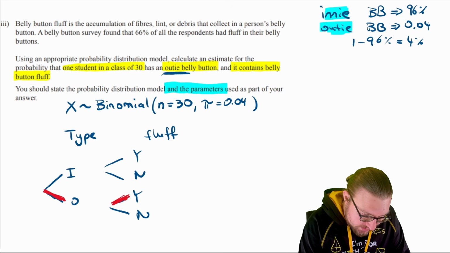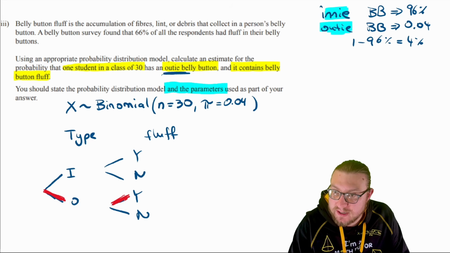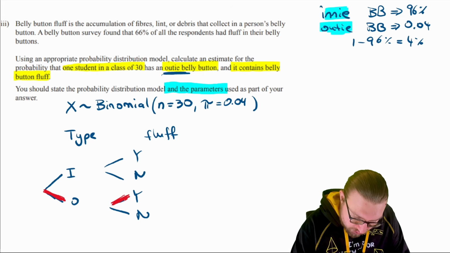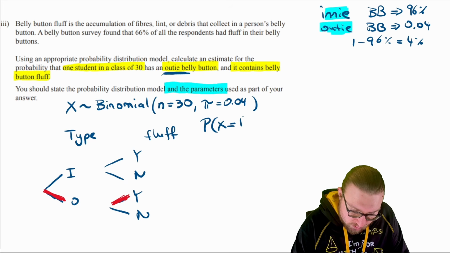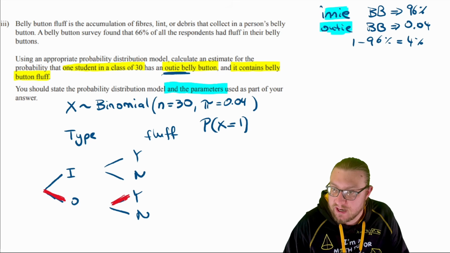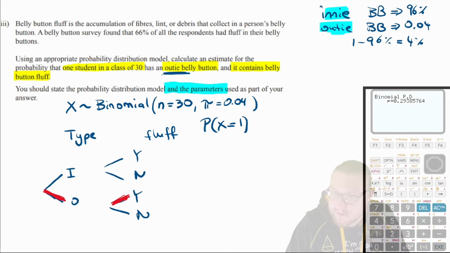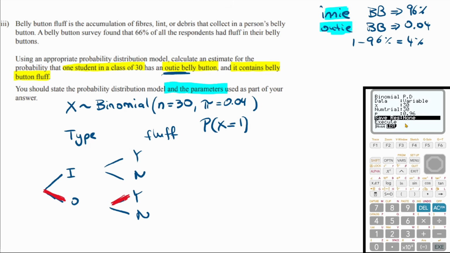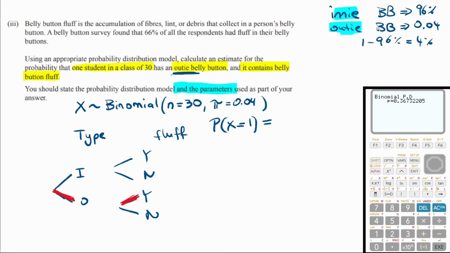So how do we now do this? Well, we need to have a look at the probability of being an outie. Yeah, we want one student to be this, and we can use this for the probability where X is equal to 1. Remember, we want one person to be an outie. So let's quickly go to our calculator and let's put this in. We already have everything set to the right numbers except for the probability itself. So we're going to have to change this to 0.04. And now what we're interested in is one person. So we're going to get 36.7%.